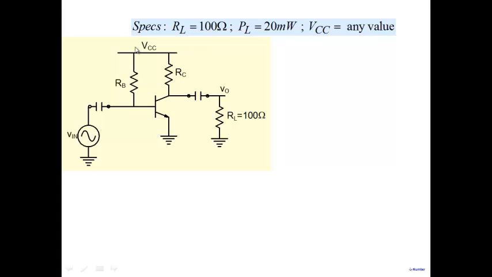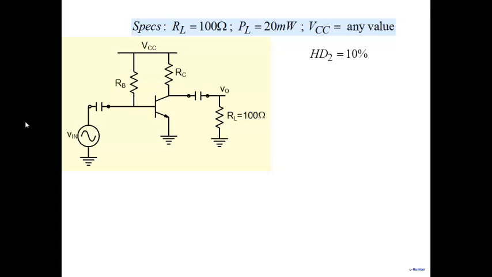When VCC was 5 volt, the design was easier. Now you have to figure out what is the optimum value of VCC. So how do we do that? So now the more freedom you have, obviously the more optimum design you can get. But the harder the design becomes. So what do you do now?